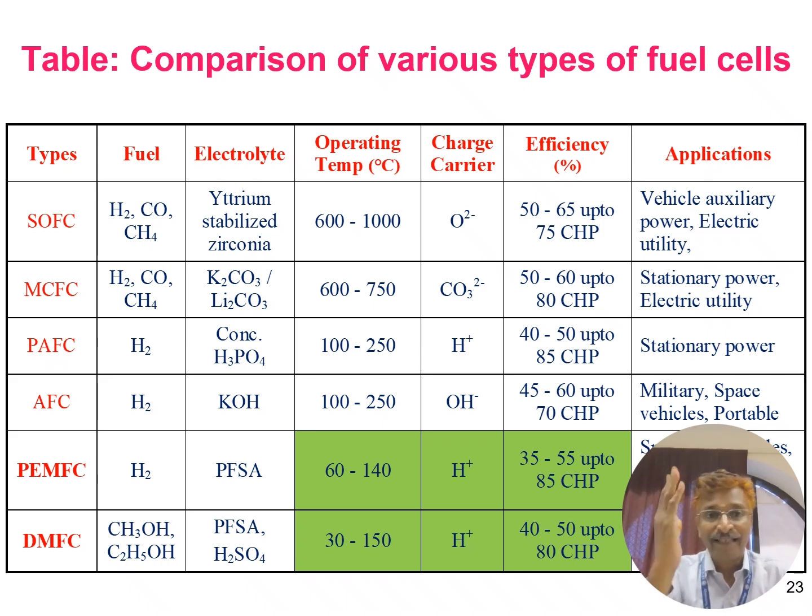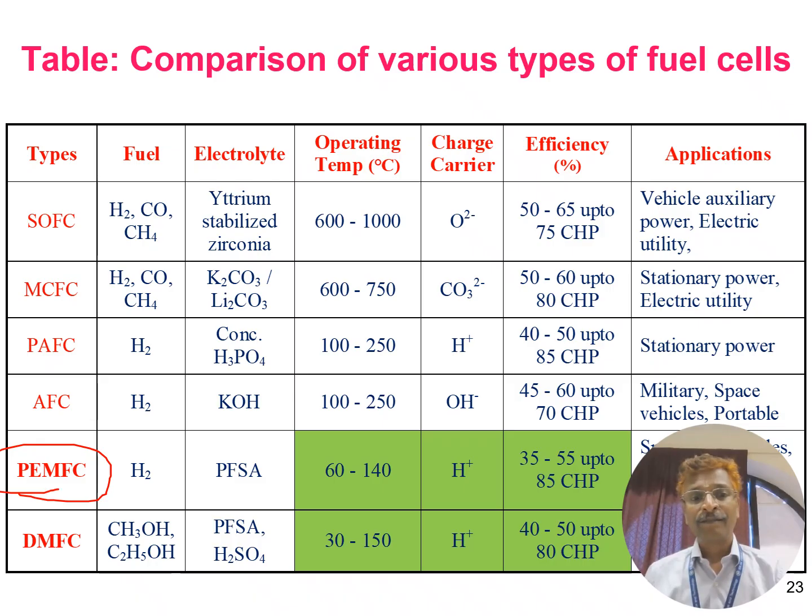On what basis is it classified? Based on the electrolytes. In the first case, solid oxide, yttrium stabilized zirconia is the electrolyte. Molten carbonate uses potassium chromate and lithium carbonate. Whereas if we are using concentrated phosphoric acid, then it is the phosphoric acid fuel cell. Alkaline fuel cell, we know, uses potassium hydroxide. And PEMFC is one of the important ones: a proton exchange membrane or polymer electrolyte membrane.